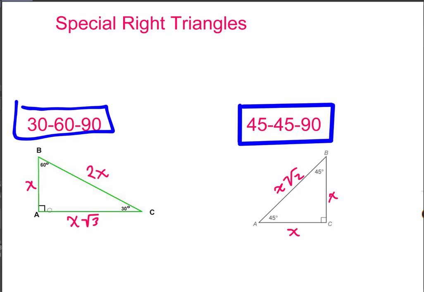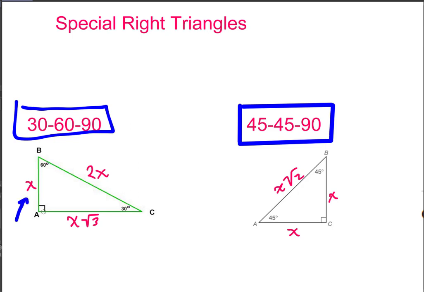For a 30, 60, 90 triangle, the side that's across from the 30 degrees is your x value. Whatever x is, the hypotenuse is always going to be twice that, 2x. And this side here is going to be whatever that x is times the square root of 3. So that's the relationship for any 30, 60, 90 triangle. It doesn't matter how ugly this x value is.